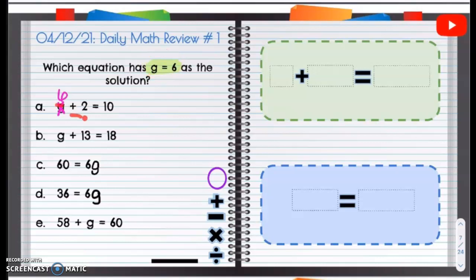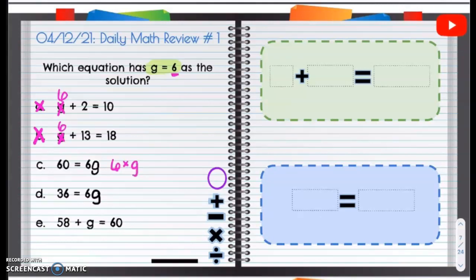6 plus 2, is that equal to 10? Nope. 6 plus 2 is not 10. That is 8. How about 6 plus 13? Well, 13, 14, 15, 16, 17, 18, 19. Is that 18? Nope. How about, remember, this means 6 times g, or 6 times 6.